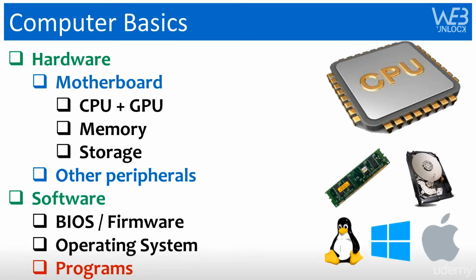The second component of a computer system is the software. And here I list three different types of software. First, the BIOS or firmware. BIOS stands for Basic Input-Output System. The second important part is the operating system. Without the operating system, our programs cannot run. Programs are written in a programming language and then translated to machine code that is understood by the computer hardware so it can be executed.